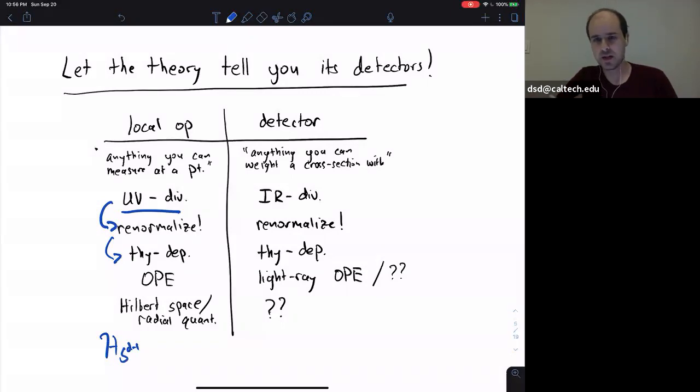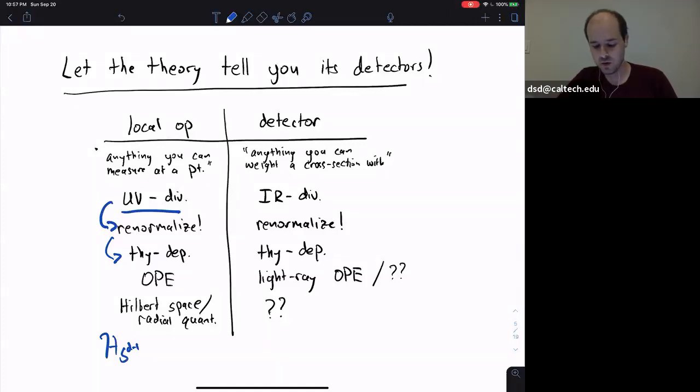So the idea with the detector is you should think of it as roughly anything you can weight a cross-section with. So the role of a detector is to measure things in a state. It's measuring stuff at future null infinity, and it's anything that you can measure at future null infinity. Now, if you try to write down a detector in a naive way, then in a perturbative theory, you'll encounter IR divergences. And what are those IR divergences telling you? Well, they're telling you that your bare detector is a bad observable. You need to redefine it by renormalizing it.